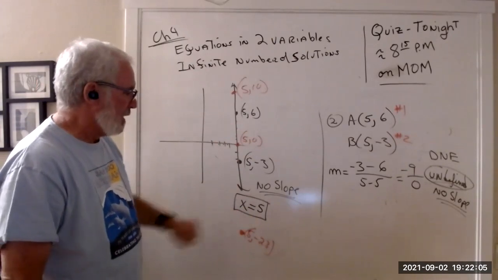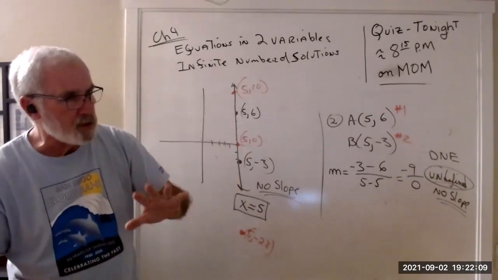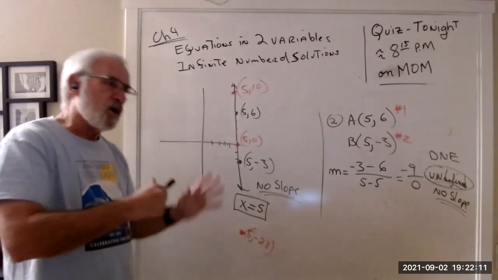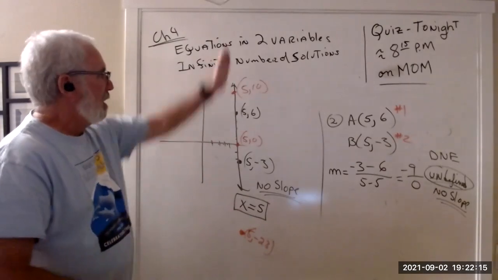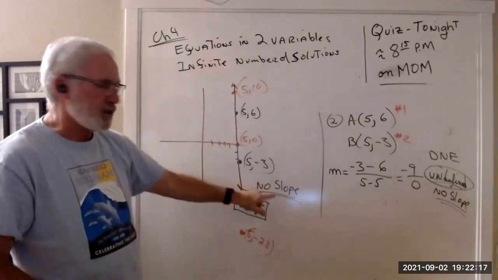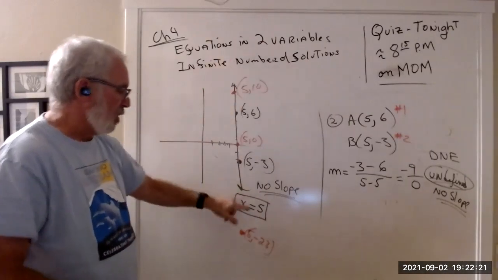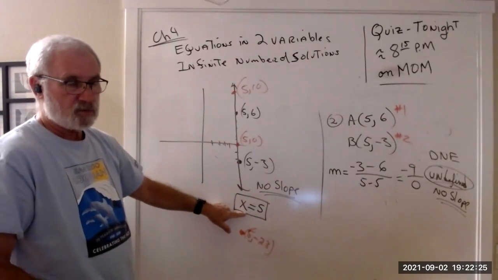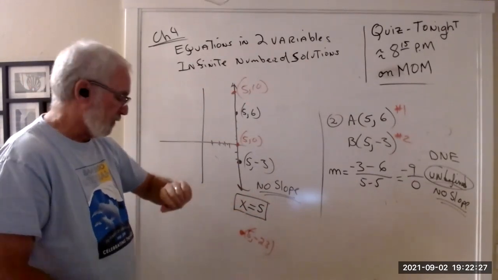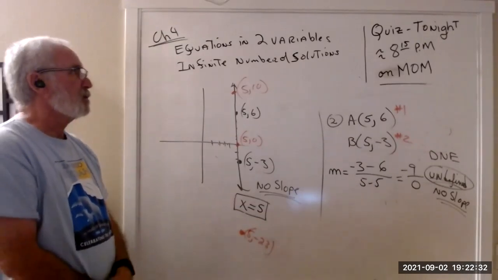It still has no slope. There's a difference. The slope and the equation are related to each other, but they're not the same. A vertical line always has no slope, but a vertical line always has some equation. Vertical line, no slope. Vertical line has an equation.